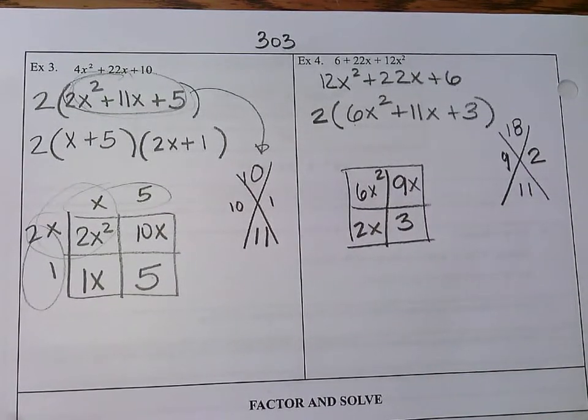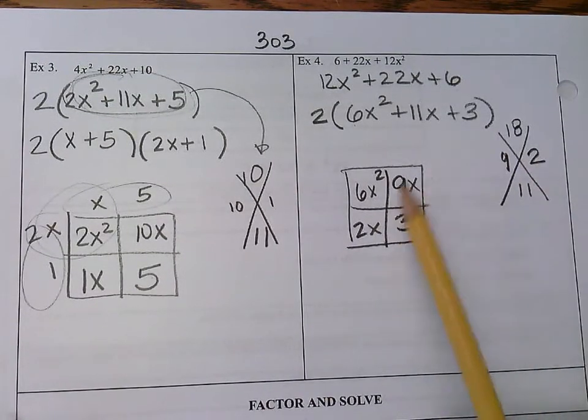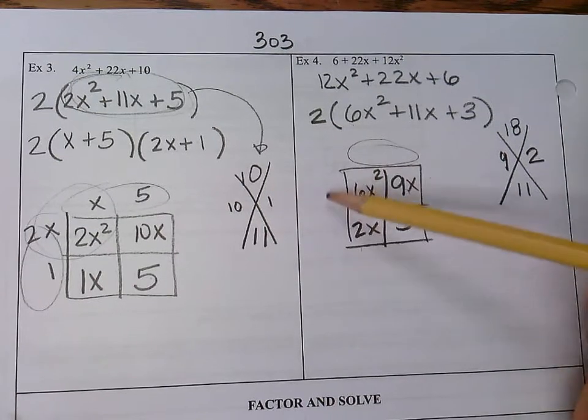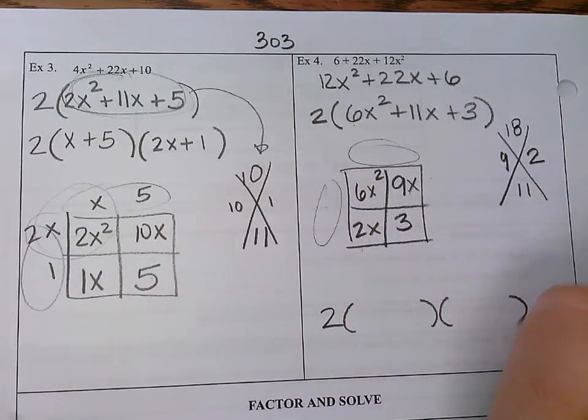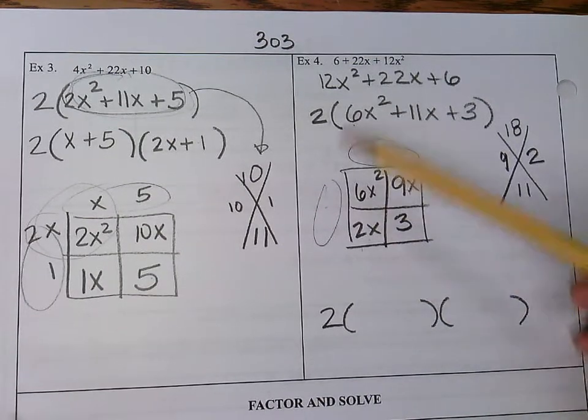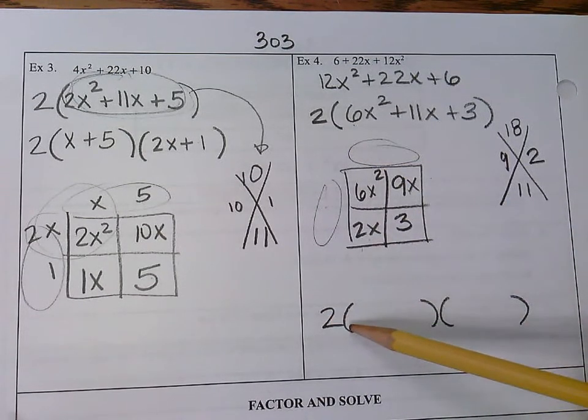So everyone set their box up with a 9 and a 2, right? 9x, 2x. So you're working on these 2 factors. And then don't forget at the end, you need to put a 2 out front, binomial, binomial.